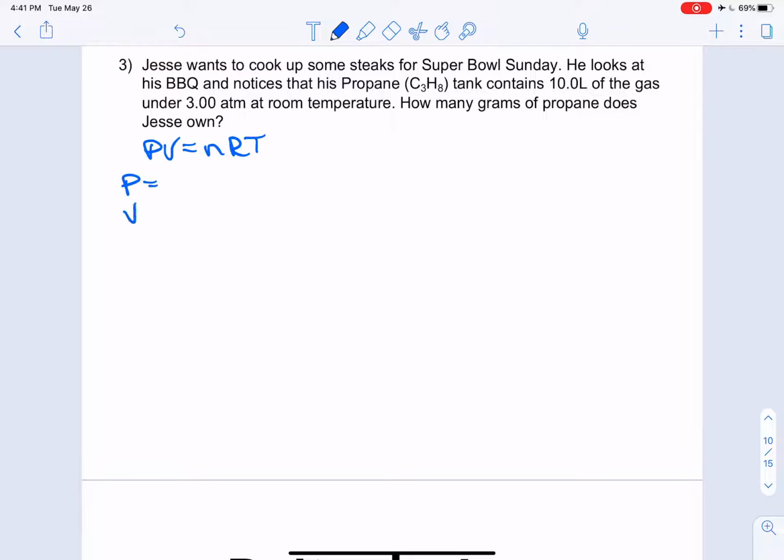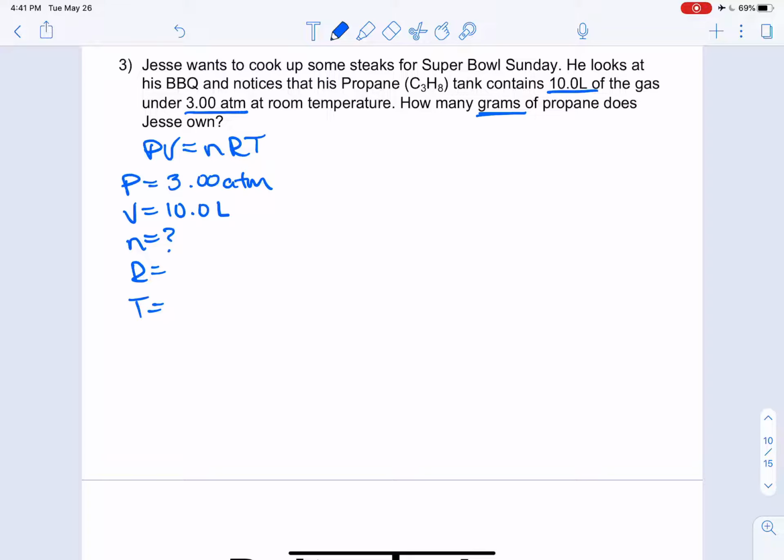PV, n, R, and T. Okay, what's our pressure? So looking through this question, we see 3 ATM. So we'll go ahead and write 3 ATM there. And our volume, we've got 10 liters. And our moles, we don't know that. And the question doesn't ask for moles either. It asks for grams. But if we solve for moles, can we get to grams? Yes, we can. So we're going to go ahead and solve for moles first, and then we're going to worry about going from moles to grams a little bit later.